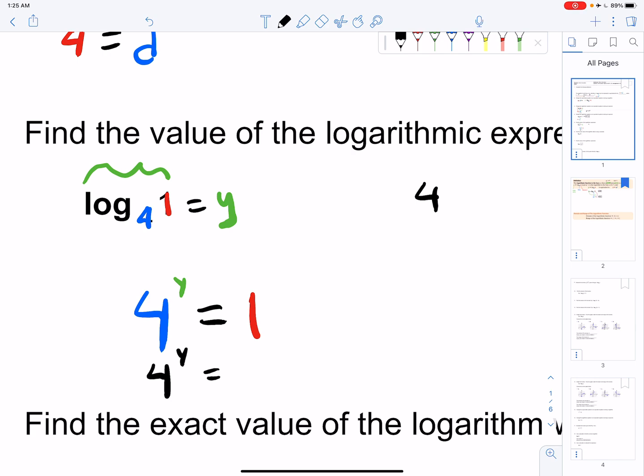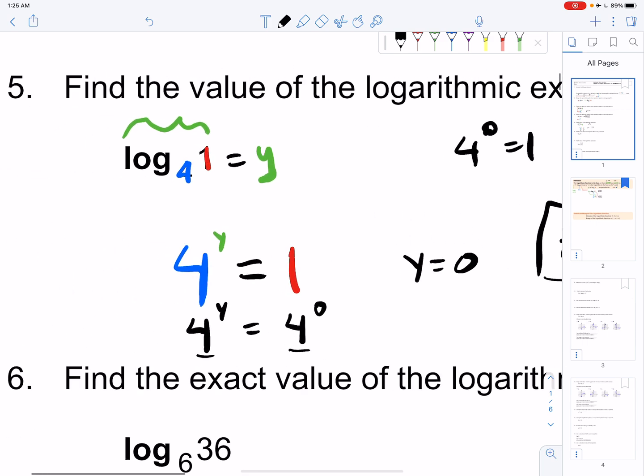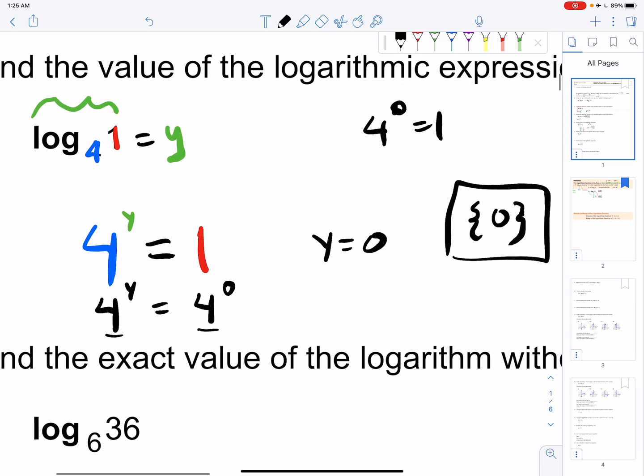So I could write 4 to the 0 power equals 1, because 4 to the 0 power is in fact 1. Instead of 1, I'm going to write 4 to the 0 power. And now that our bases are the same, guess what? y equals 0. So the answer to this problem is 0. So log base 4 of 1 equals 0.